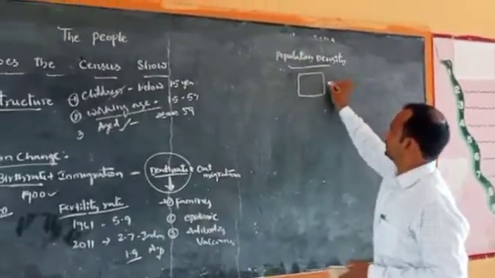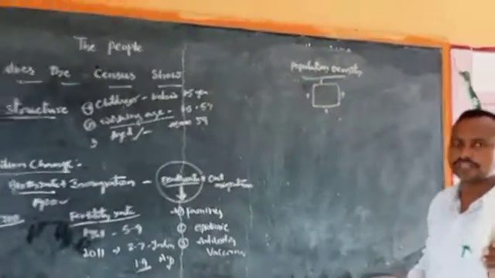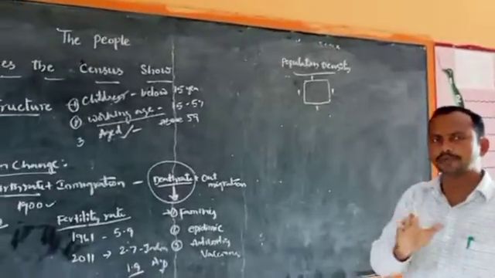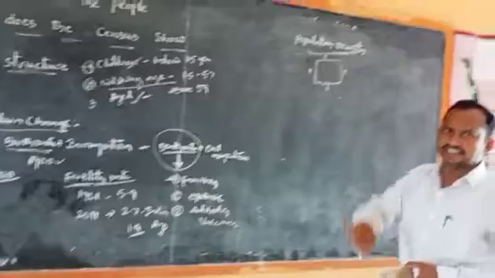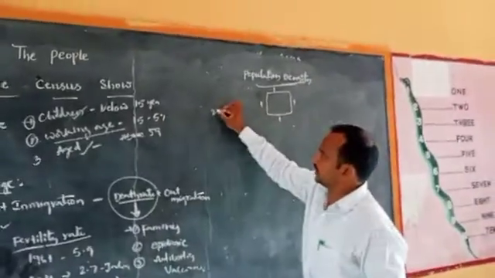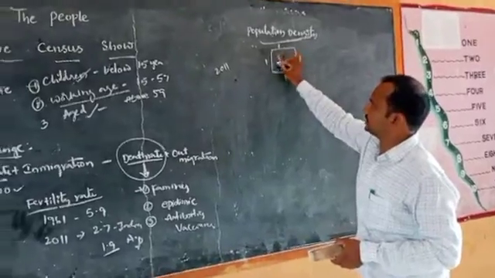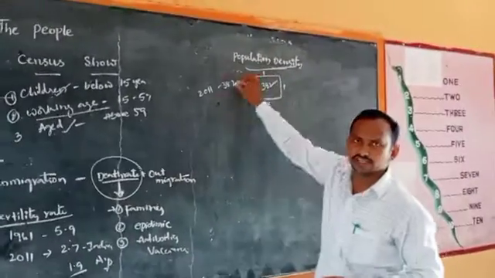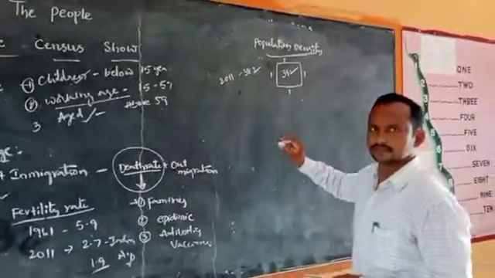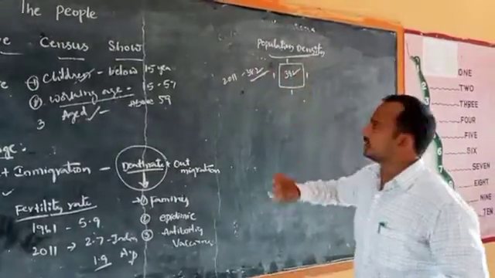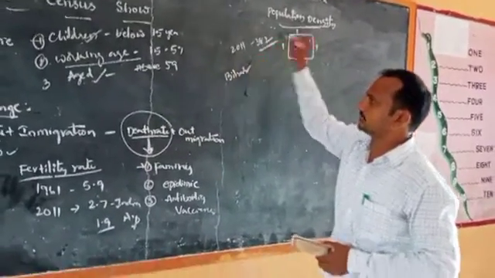1 square kilometer, this side 1. The people who are living in 1 square kilometer of land, otherwise the people who are living in 1 unit of land, is called the population density. According to 2011 data, our India has a population density of 382 members living in 1 square kilometer of land. 382.